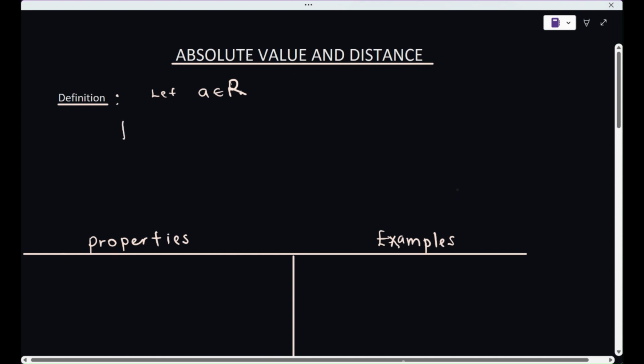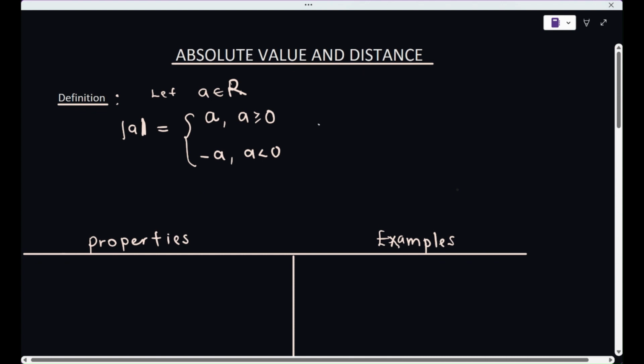So the absolute value of A is simply given by this definition. Absolute value of A is A if A is non-negative, or it is minus A if A is less than zero. So this is the definition of absolute value of A. So the absolute value of A is just A if A is greater than 0 or A is 0.